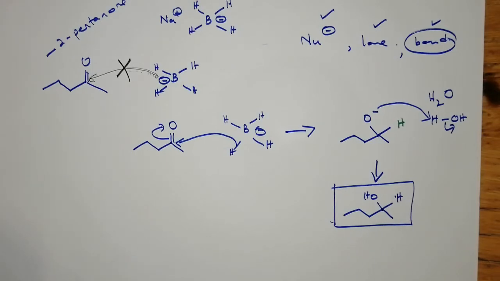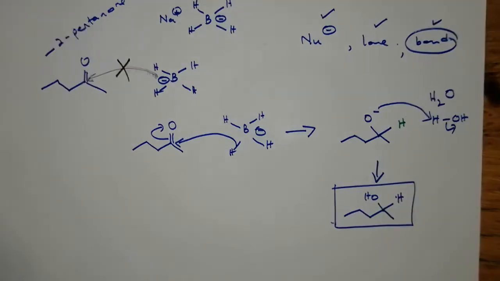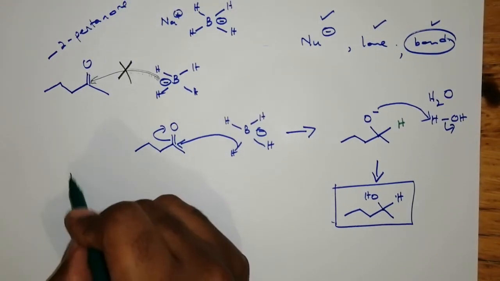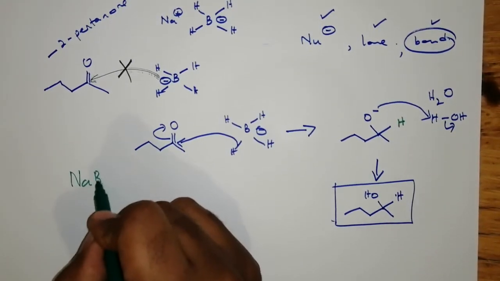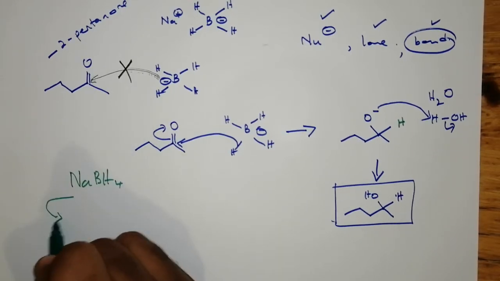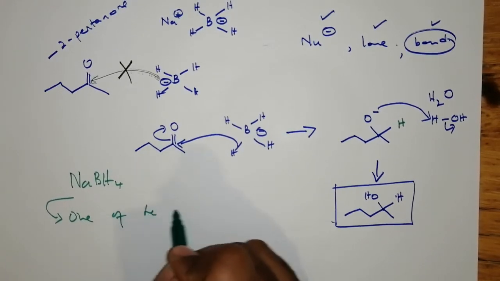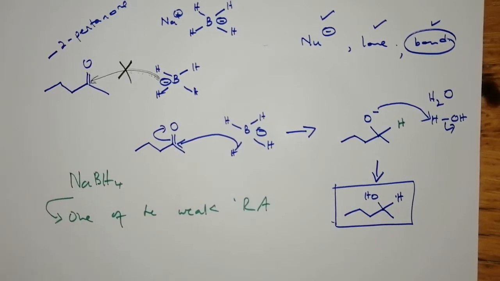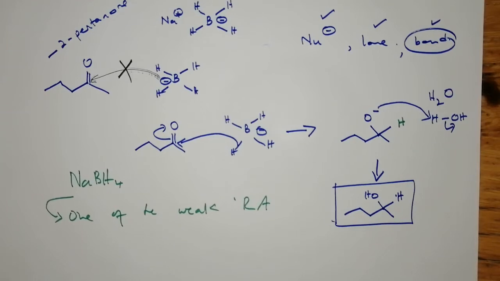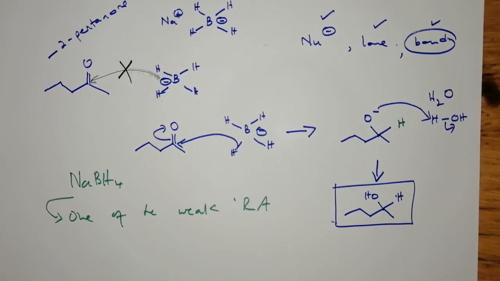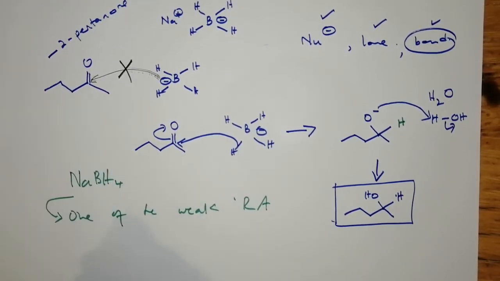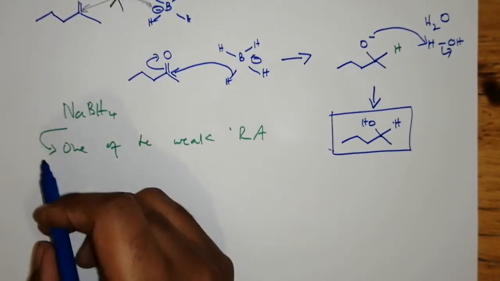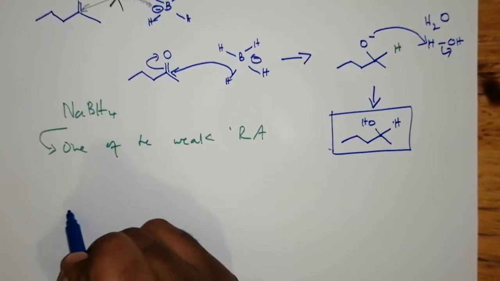So basically, guys, I just want us to take note here that sodium borohydride is one of the weak reducing agents. So it's not going to reduce everything, right? But it is limited to ketones. Let's also do maybe a reaction for aldehydes so that you guys can appreciate this.